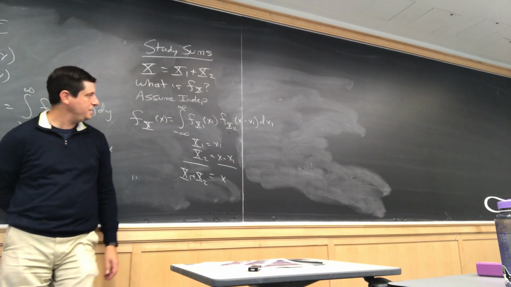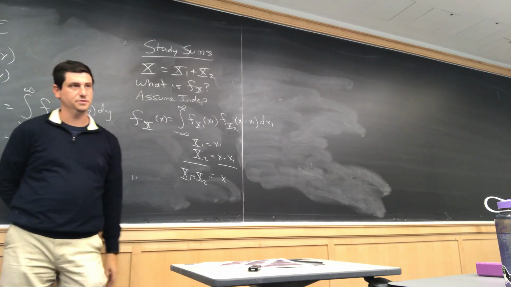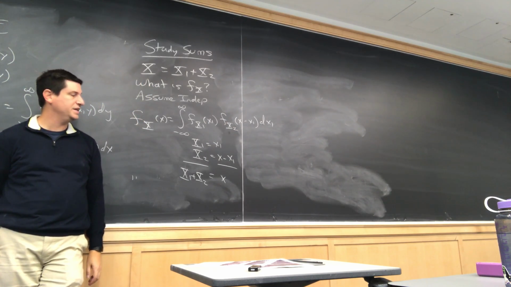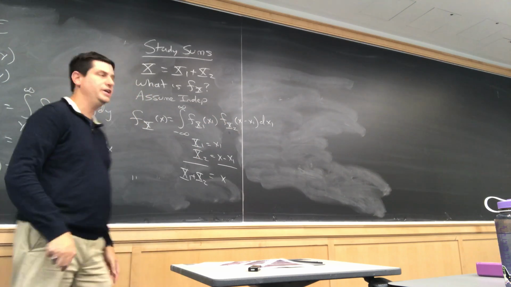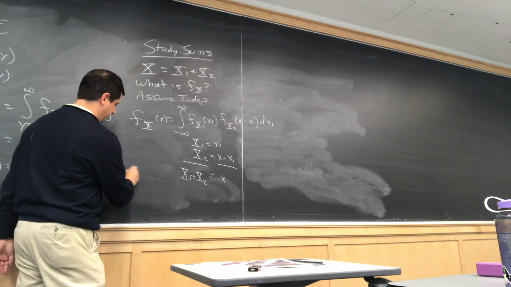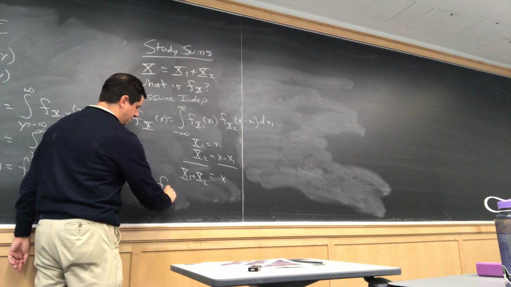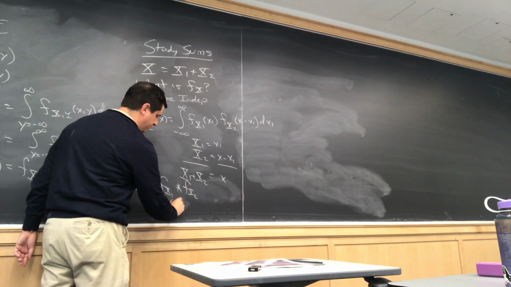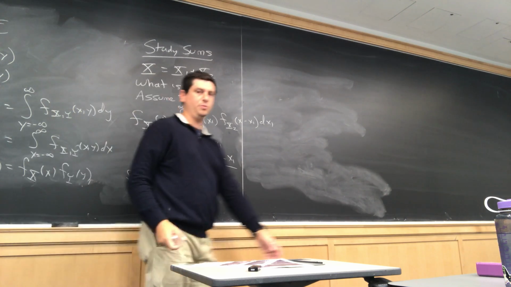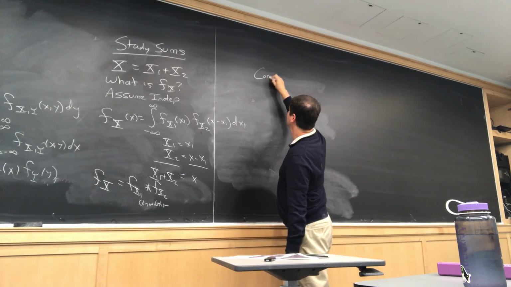If they weren't independent, then I would just have one big function where those are the two arguments. And the hope is that this can be done nicely. This is such a common occurrence that we actually say f_X is equal to f_{X1} star f_{X2}. This is the convolution. I'll write it a little more clearly on the next board. So, convolution.